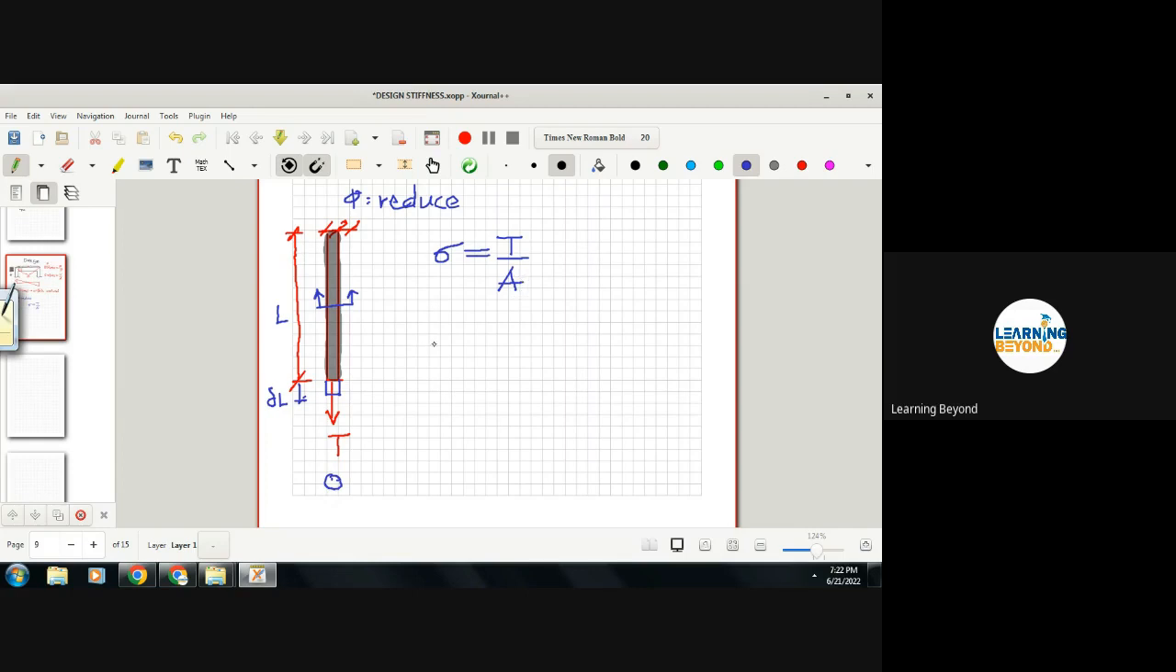Now, there is one more term we have learned, that is the change in length. So there is a term strain. What is strain? Change in length upon original length. So we can say that change in length upon original length is your strain.